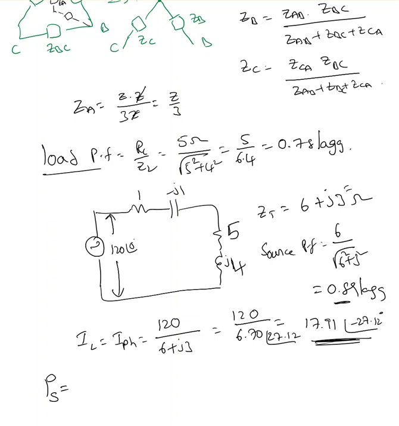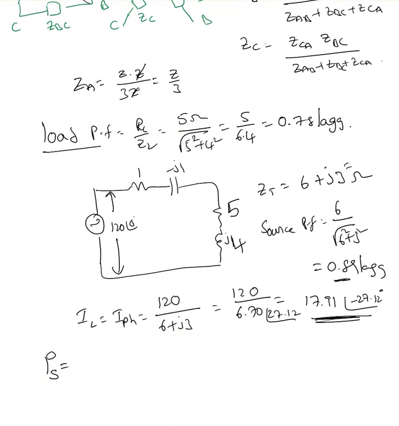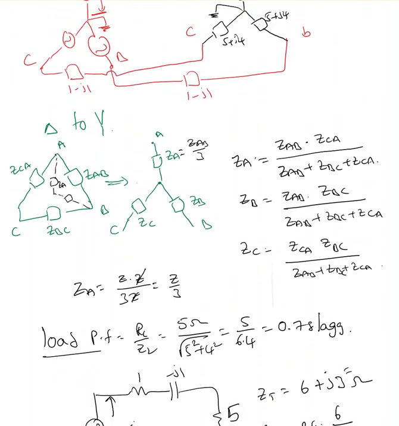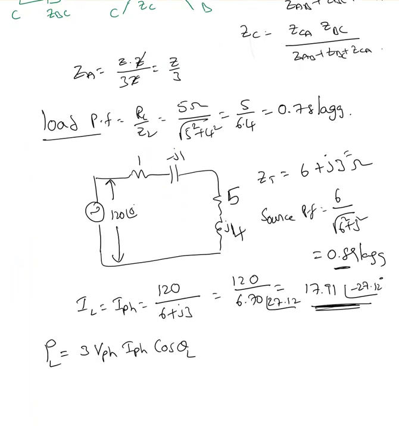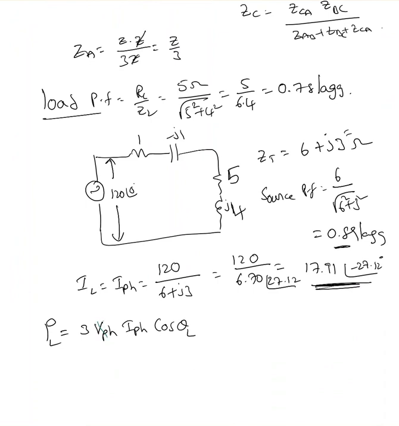I'm not finding the power consumed by the load because, if I did, PL would equal 3 times VPH IPH cos theta L, right? Now if you look at the load side, I know the voltage across the source side. I don't know the voltage here because out of 120 volts there will be some voltage drop across the line impedance. That is the reason I'm unable to use this formula, because I don't know this value.